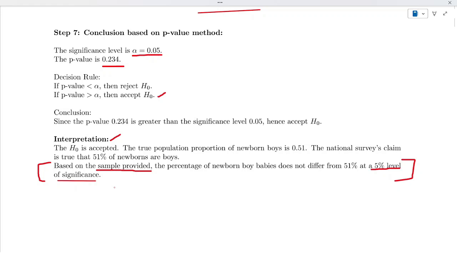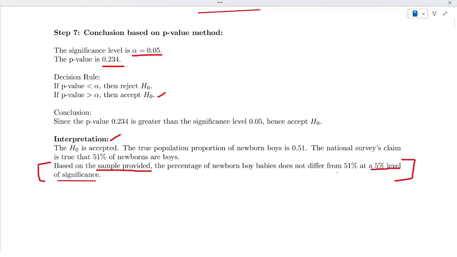Why are we using it here? Because whatever sample is provided to you, you are drawing the conclusion based on that. The man went to a hospital and the hospital provided the data that out of 833 newborns, 433 were boys. Now suppose someone goes to another hospital. Now the hospital will provide different data. So you will have a different sample. So whatever conclusion you have drawn is based on the sample provided, right?